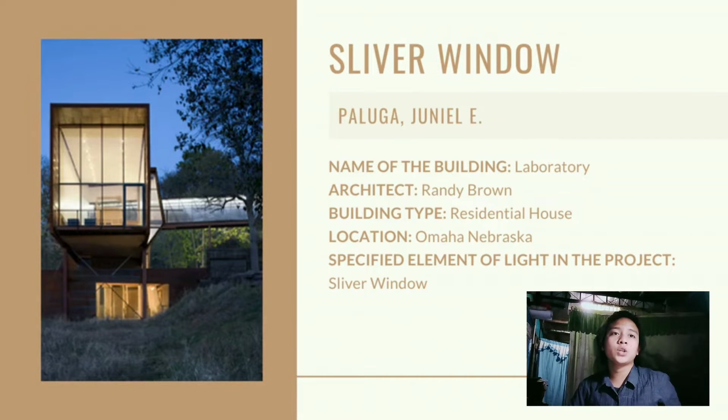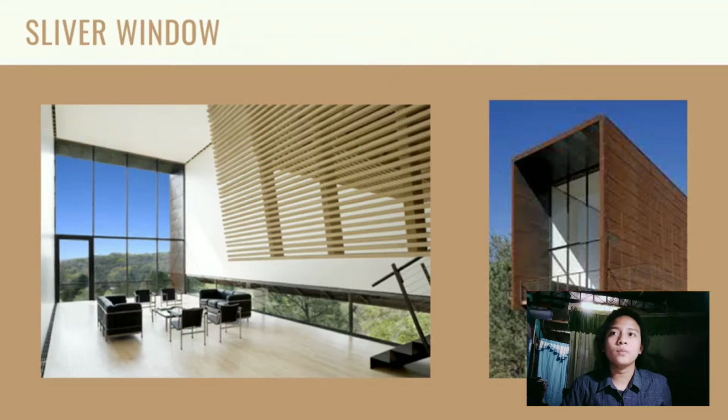The name of this structure is the laboratory, and the structure's architect is Mr. Randy Brown. The architect purchased this property and decided to move into the house while facing construction projects. The intention is for the project to be a laboratory for architectural experiments. The building type of this structure is a residential house located at Omaha, Nebraska. The specified element of light in the project is sliver window.